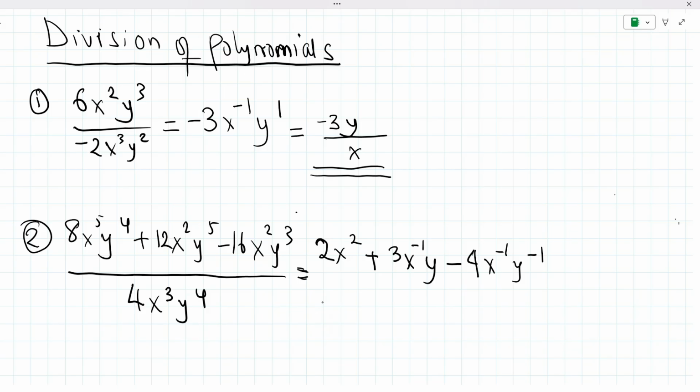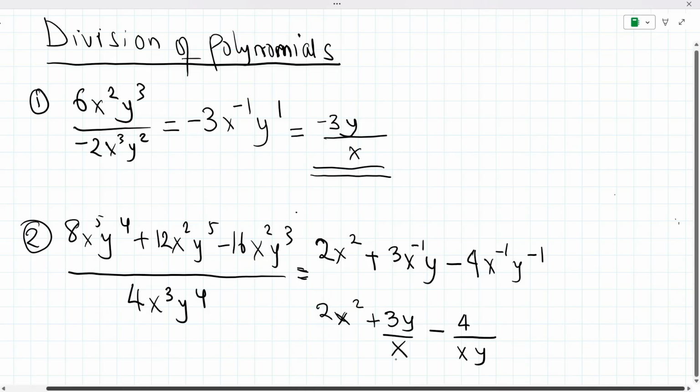So then that means we can rewrite our expression as being 2x squared plus 3y divided by x, because this x to the power negative 1 becomes the reciprocal of x. And then this will be minus 4, and below we have x and y because they are all to the power -1. And so this becomes our final answer.